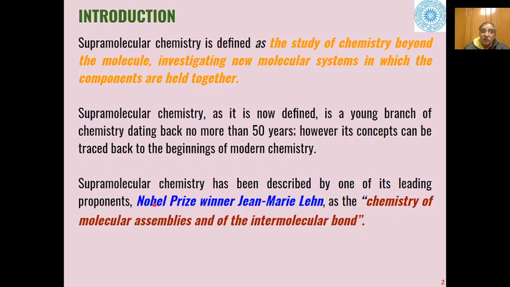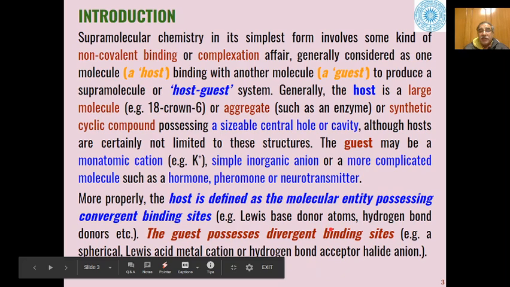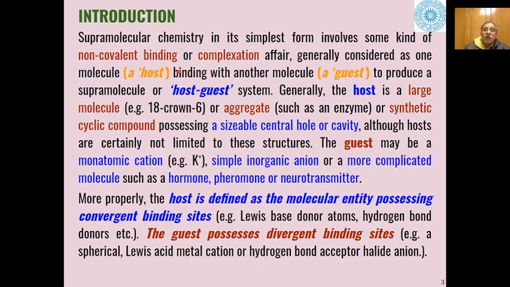The Nobel Prize winner Jean-Marie Lehn has defined supramolecular chemistry as the chemistry of molecular assemblies and of the intermolecular bond. So basically, supramolecular chemistry involves some kind of non-covalent bonding or complexation between a host and a guest, which I have already told you.